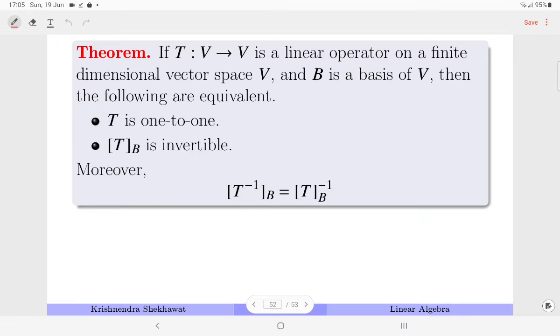And one last quick result: if T is 1-1, then T of B is invertible, and this is how it is defined. I am not going into much detail here, but this completes this module.